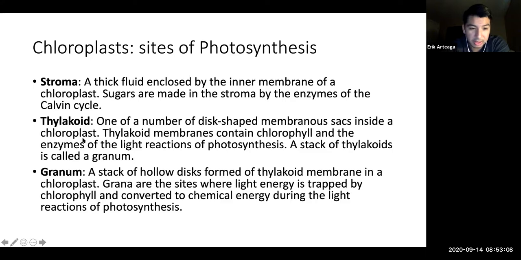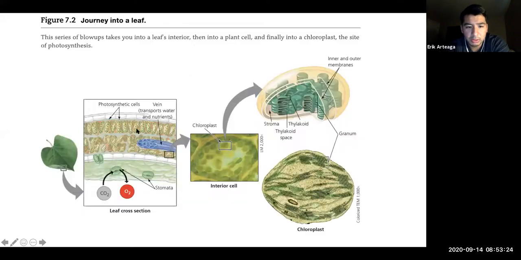Again, this is a single stack of the thylakoid membrane formed. In the chloroplast, grana are the sites where light energy is trapped by chlorophyll and converted to chemical energy during the light reactions of photosynthesis. Okay, so this is just giving you the definitions of each of those components.